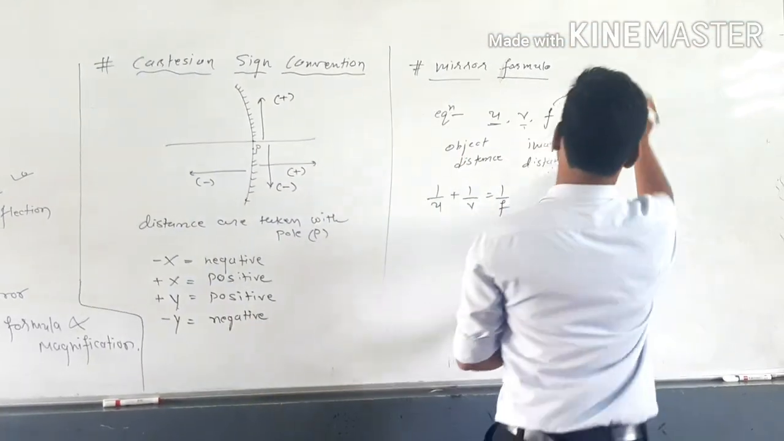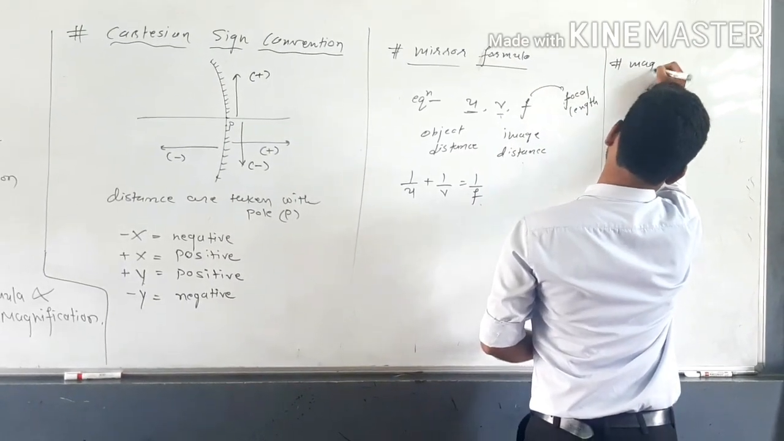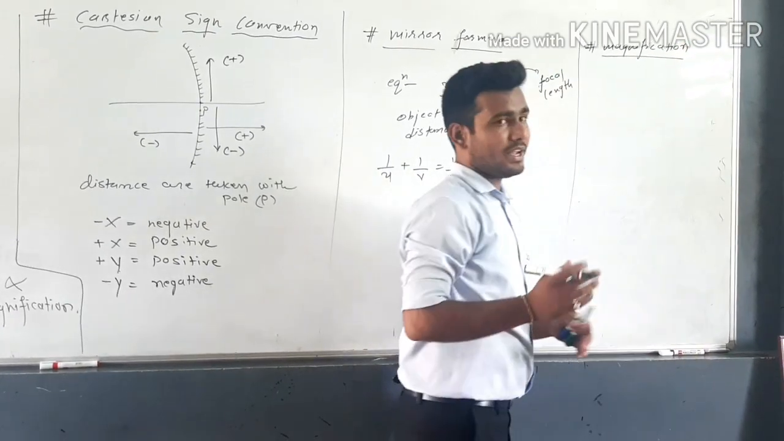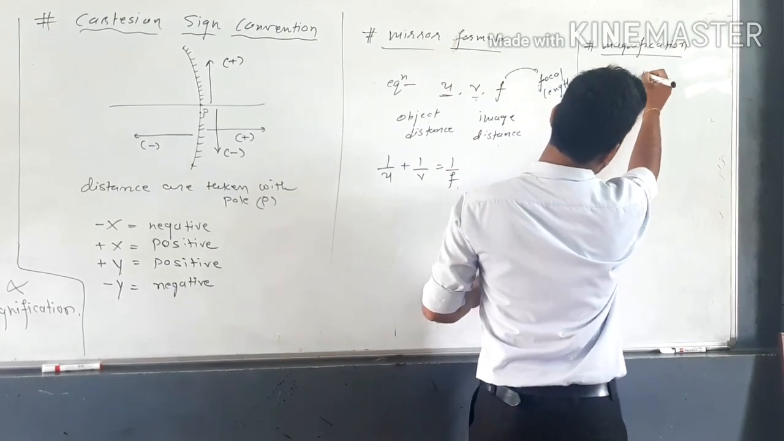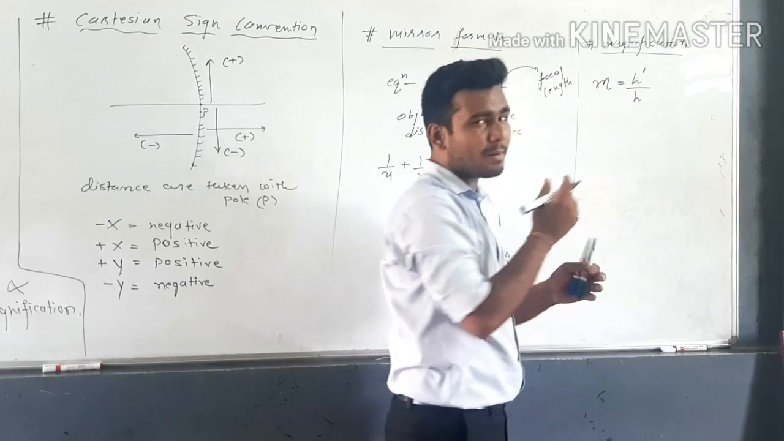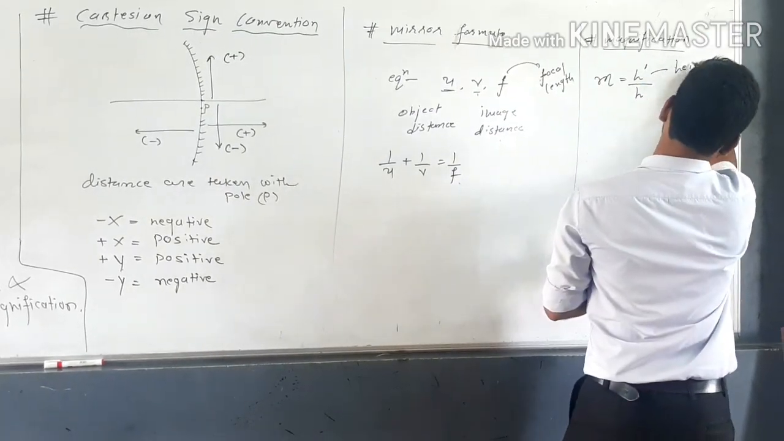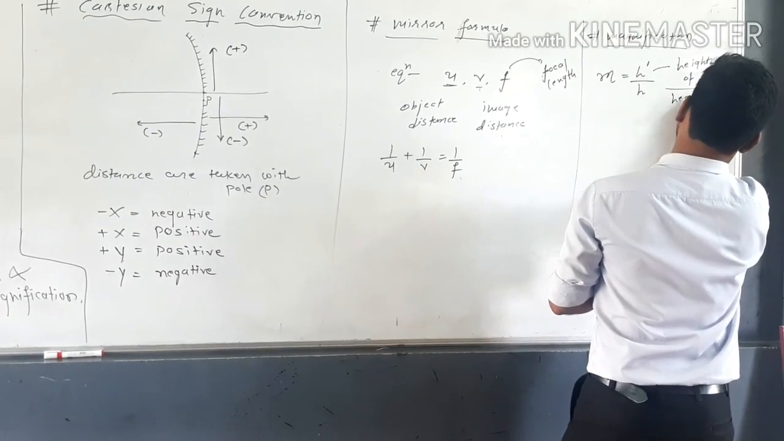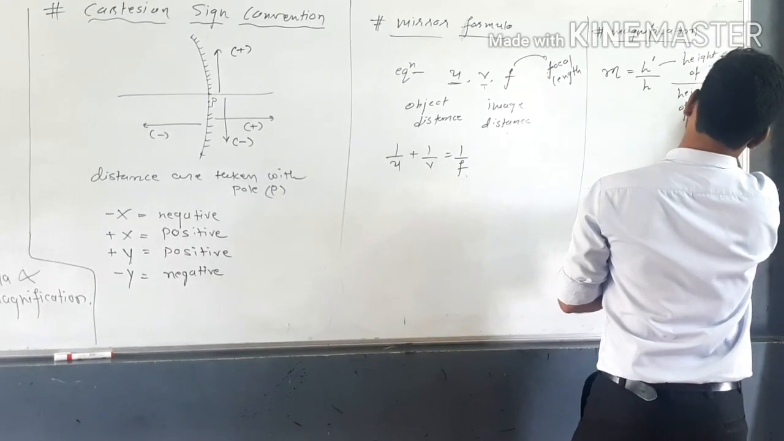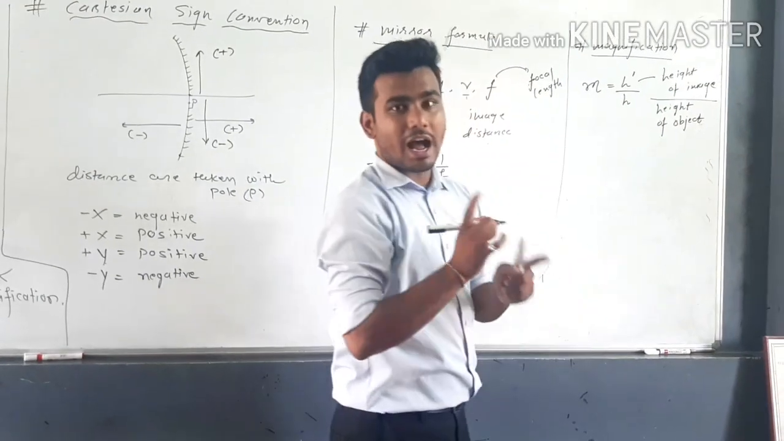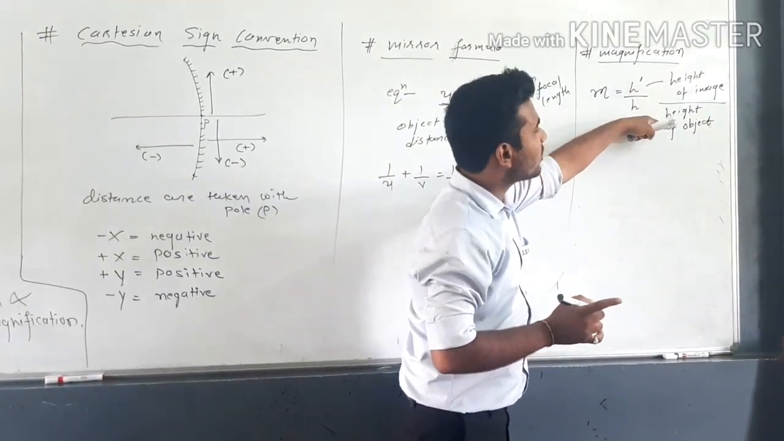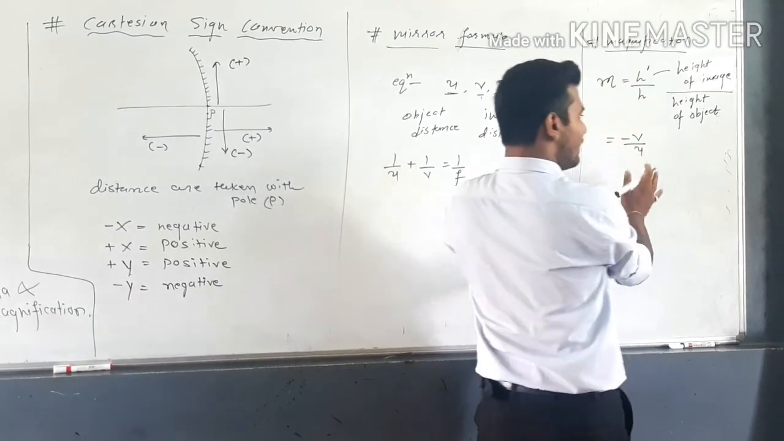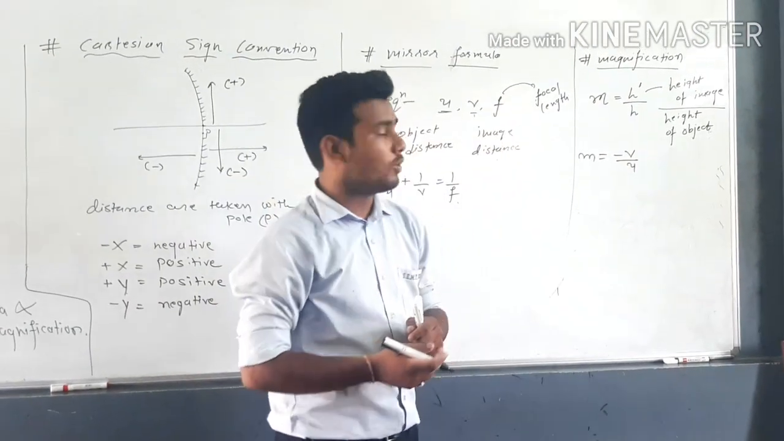And at last we will have the concept of magnification. If we want to describe magnification, how can we say? We can say that m is equal to h' upon h, or h prime upon h, where h' stands for height of image and h is our height of object. It means the ratio of height of image to height of object is called magnification. It is also written as minus v by u. Here we just have to accept it, right? We are not going to prove it.